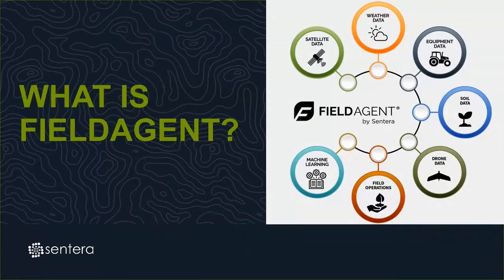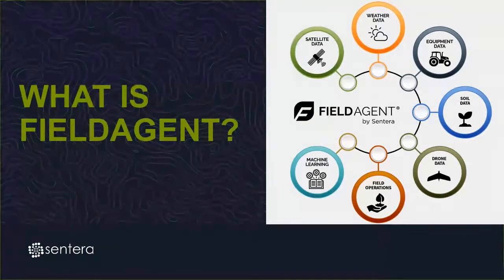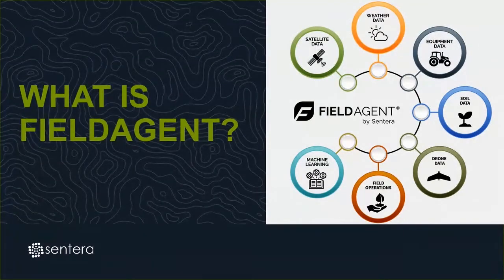So for those of you that have attended this series, this will be familiar to you. So what is Field Agent? Field Agent is a culmination of all of the data elements that you use in your day-to-day environment. Satellite data, weather, equipment data, all the way through to field operations, and our machine learning capabilities, coupled with our data capture tools such as drones, pulling all of those data layers together in one easy-to-use instance that feeds you that logistical advantage of where to be, why to be, and when to be somewhere.